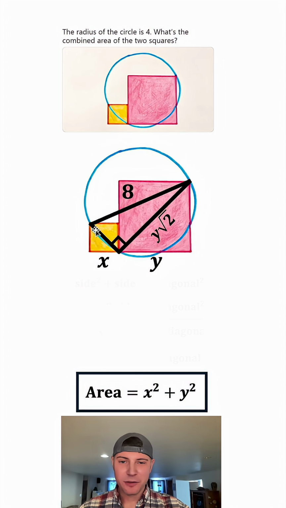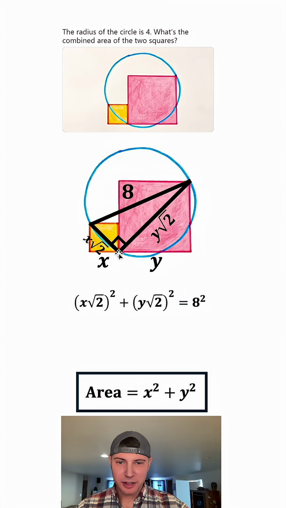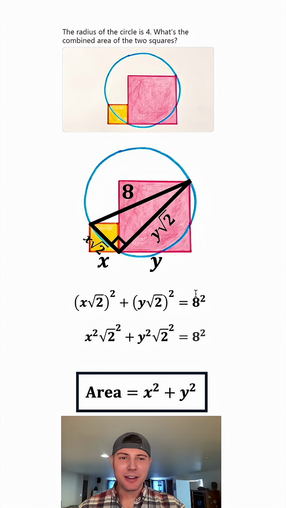And then we can do the same thing for the diagonal of this orange square. It would be equal to x radical 2. And now we're ready for Pythagorean theorem. It's going to be this side squared plus this side squared equals this side squared. And then from here, this exponent will go to both the x and the radical 2. And this exponent will go to both the y and the radical 2. And let's copy down the 8 squared.